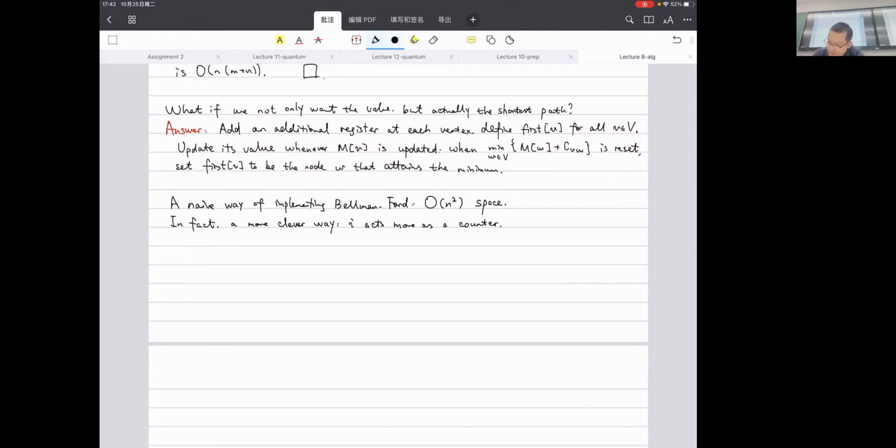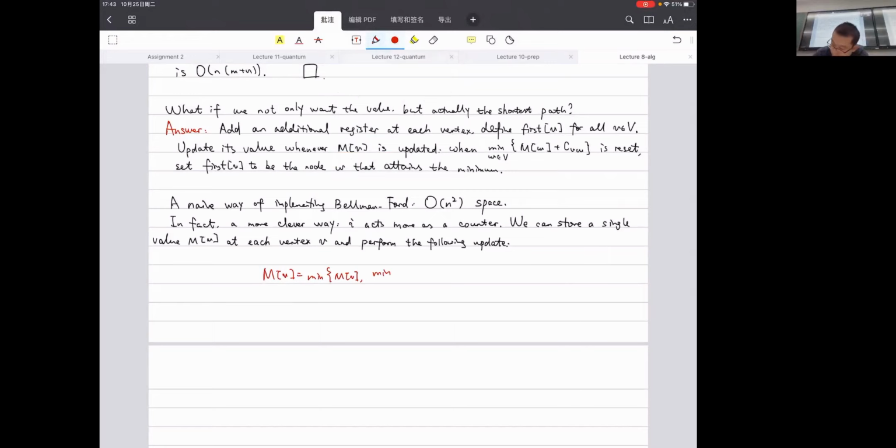And the observation here is that we can store a single value M of V at each vertex V, and after that perform the following update: M of V equals the min of M of V and the min over W of M of W plus C of V W.